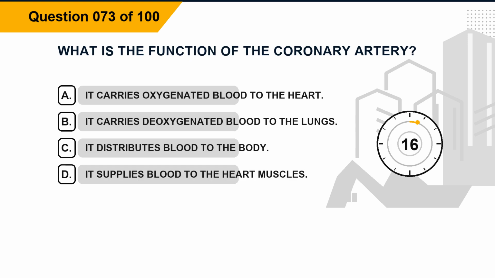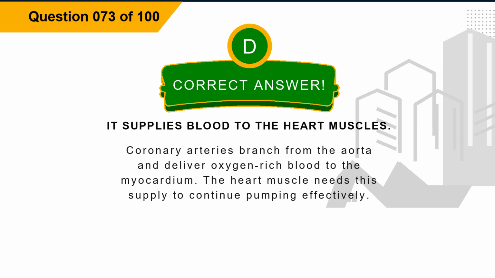Question 73. What is the function of the coronary artery? Option A, it carries oxygenated blood to the heart. Option B, it carries deoxygenated blood to the lungs. Option C, it distributes blood to the body. Option D, it supplies blood to the heart muscles. The correct answer is option D, it supplies blood to the heart muscles. Explanation: coronary arteries branch from the aorta and deliver oxygen-rich blood to the myocardium. The heart muscle needs this supply to continue pumping effectively.